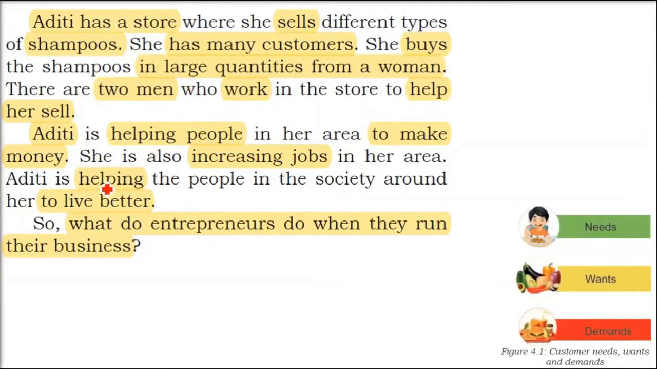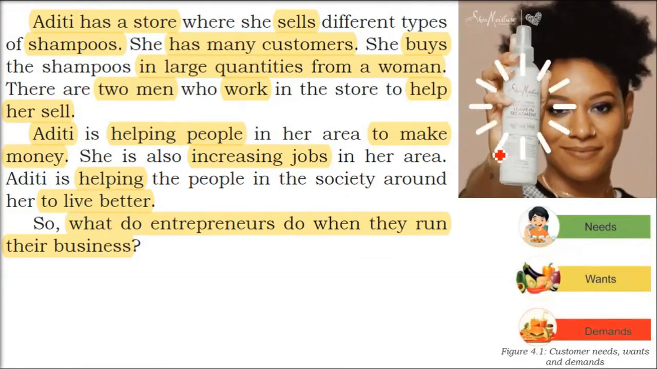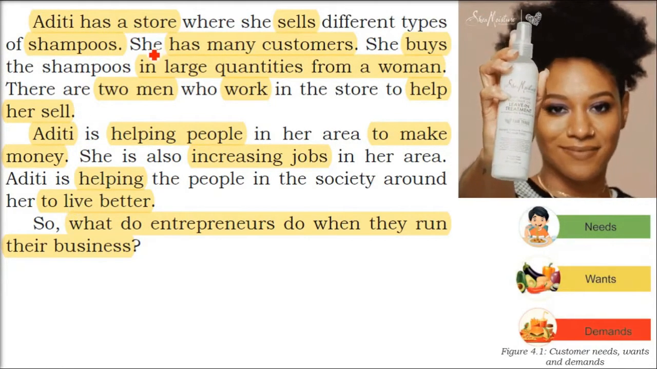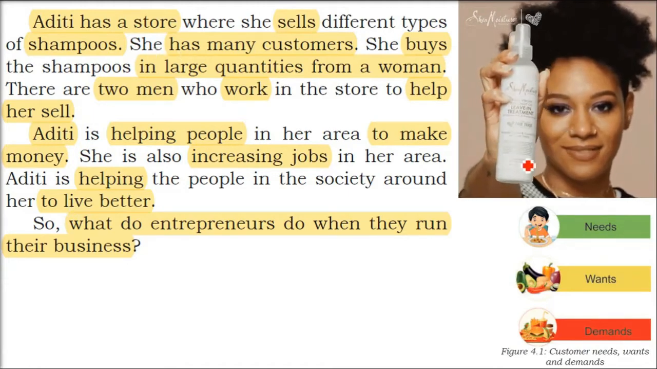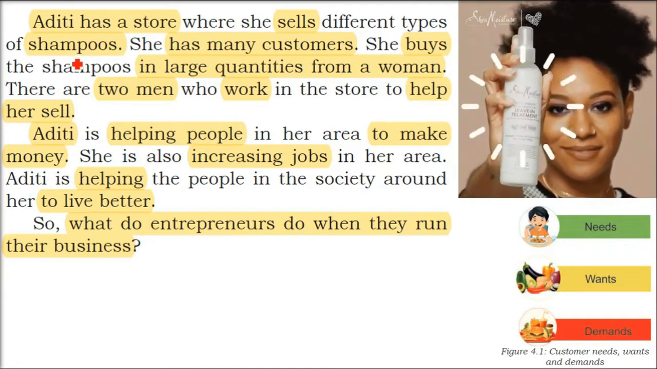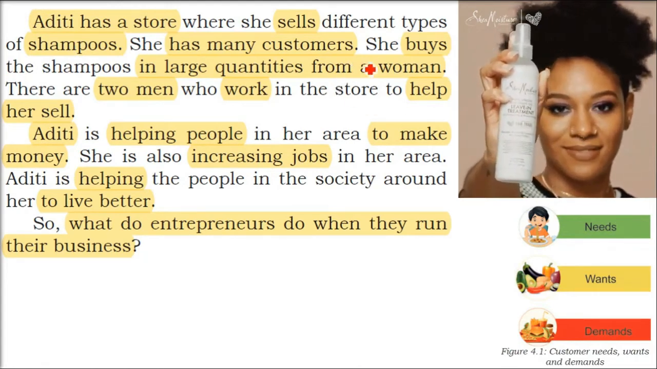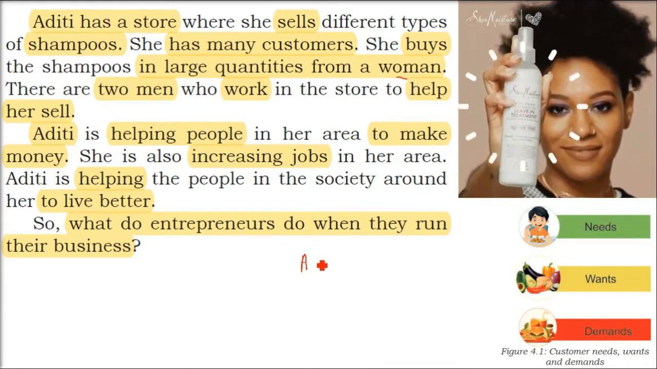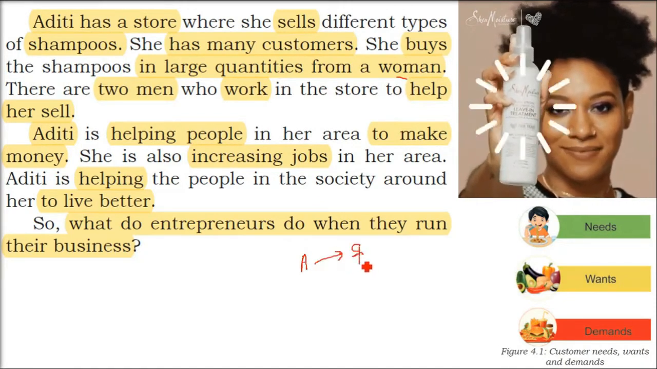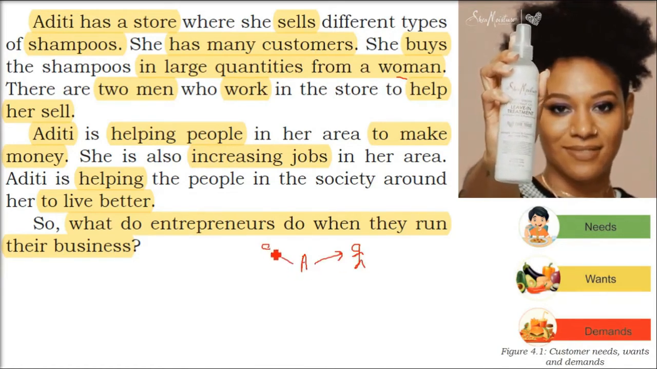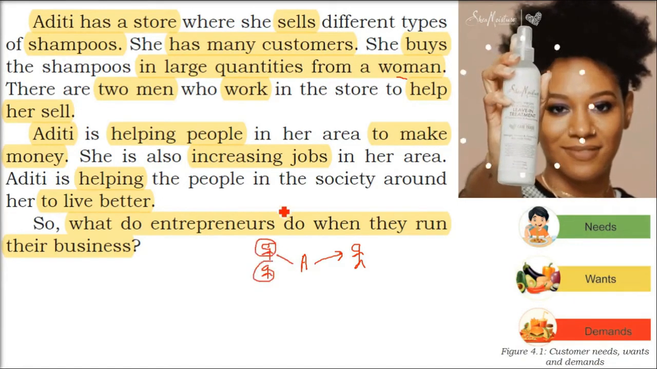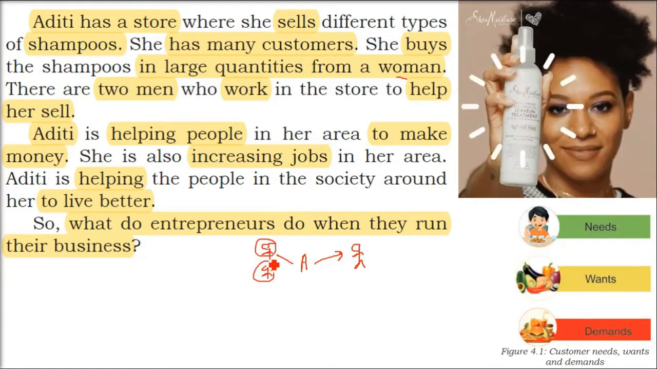Aditi has a store. She owns a store and she sells shampoos, a different variety of shampoos. Now she has many customers and she buys large quantities of shampoo from a woman. Along with this, two men work for her. In her store, there are two men who are helping her to sell these shampoos and other stuff.